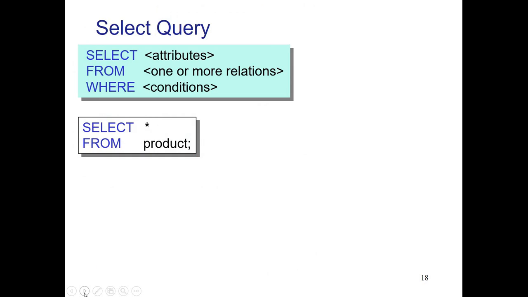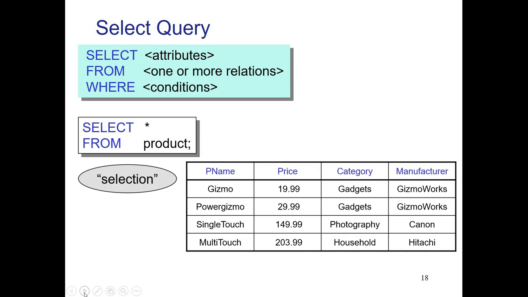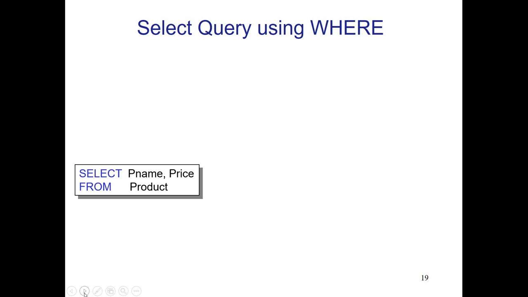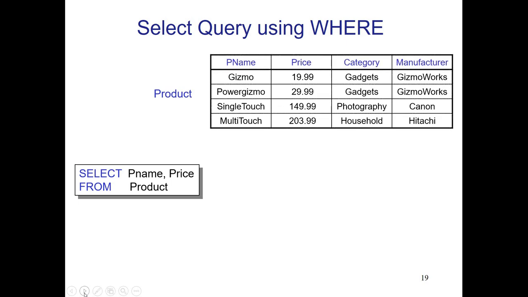In order to list all the values, we have to use select query. The actual syntax is select attributes from table name. If it is necessary, we can also include where condition. Example, select asterisk from product, which will list all the values from the table product. You can also extract values from the table using select statement. Example, select pname, price from product, which will extract only two fields, pname and price, from the table product.